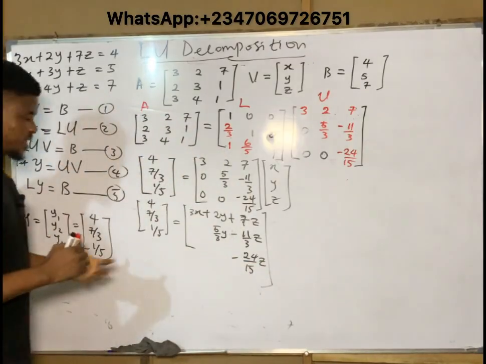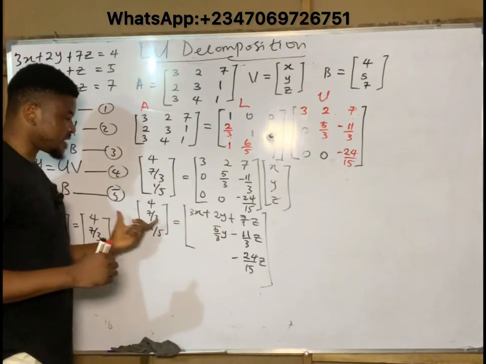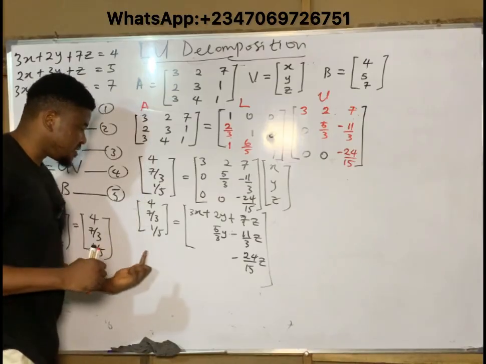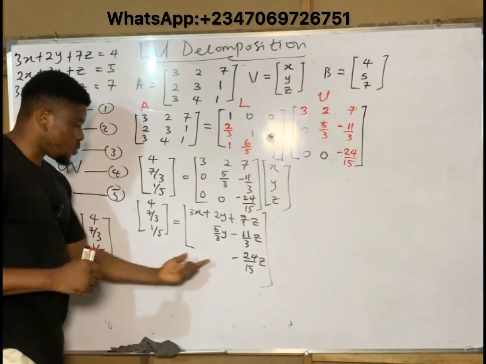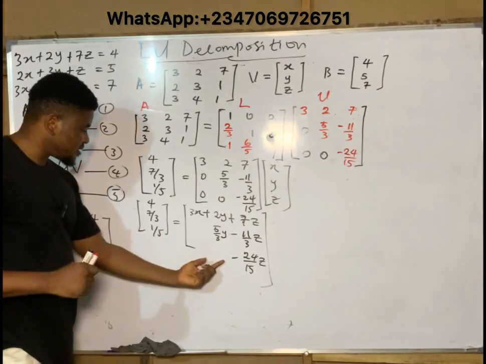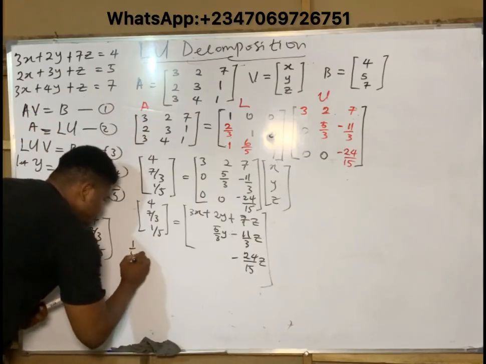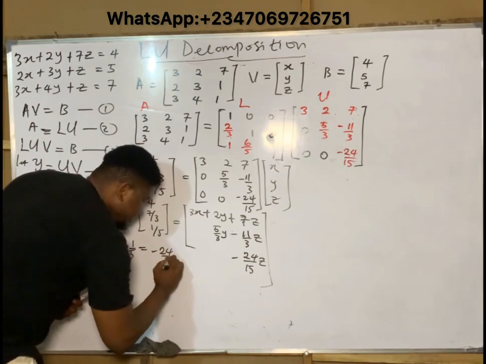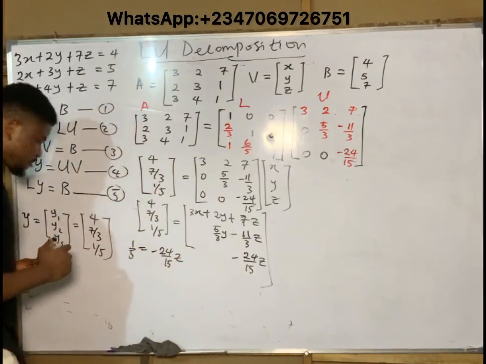So just like we said, if two matrices are equal, it means each of their elements in their respective positions are equal. For this now, we will start from the very last row. So 1 over 5 is going to be equal to negative 24 over 15Z. So this helps us to find the value of Z.